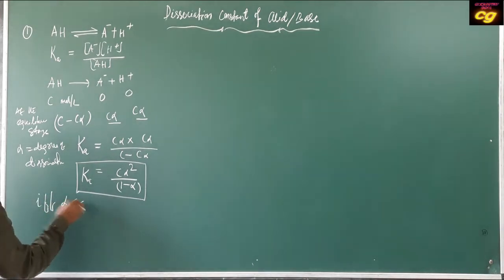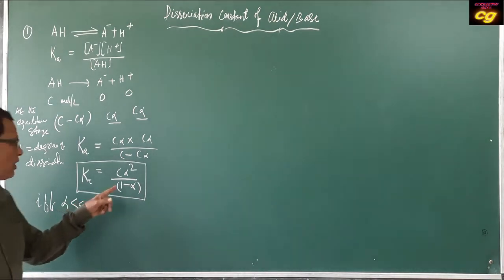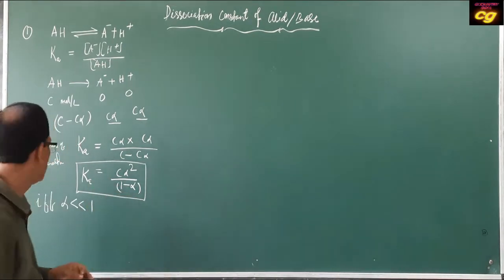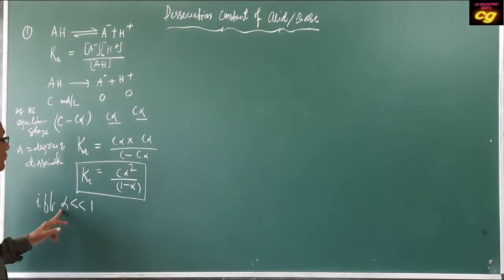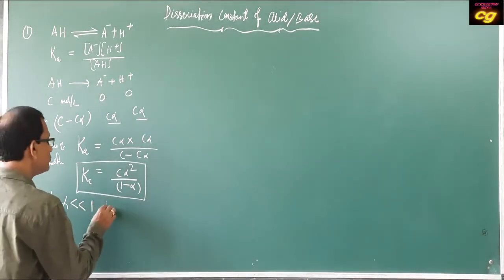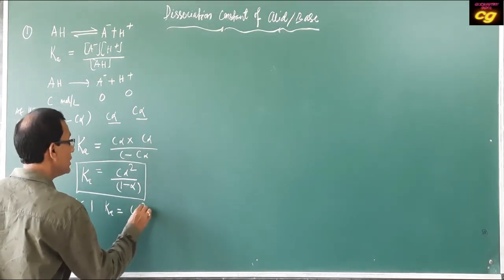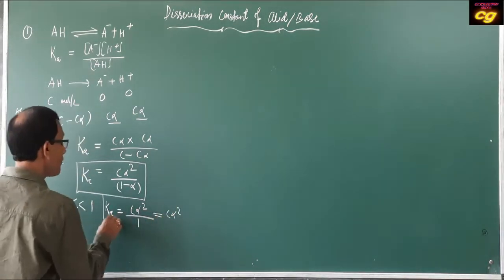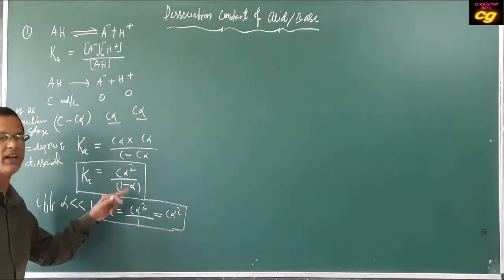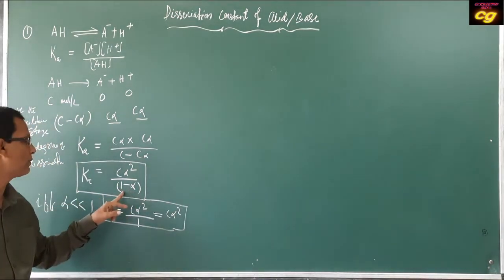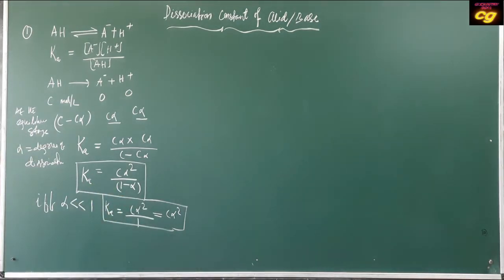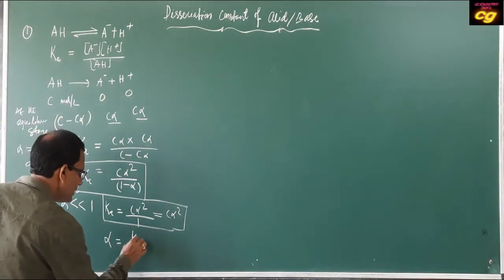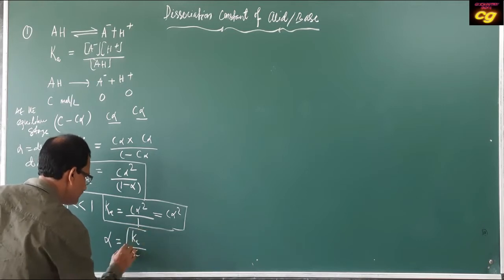If alpha is very small compared to 1, the maximum value of alpha, 100% dissociated. When alpha is very small, that means very weak acids, then alpha will be much less than 1. Then the above equation Ka is equal to C alpha square by 1, which is equal to C alpha square, because 1 minus alpha will be 1. Alpha can be neglected compared to 1. So Ka is equal to C alpha square. Then what is the value of alpha? Alpha, the degree of dissociation, is equal to the square root of Ka by C.